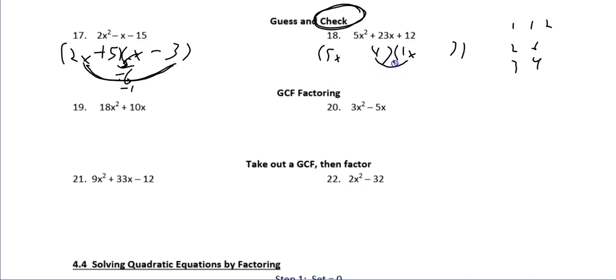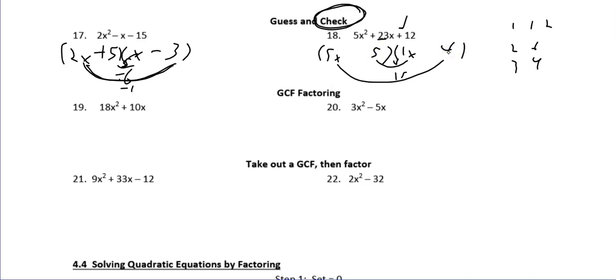So 4 times 1 is 4. 5 times 3 is 15. They're supposed to add to 23. Well, that's 19. So let's try the other way. See if I can do it right this time.